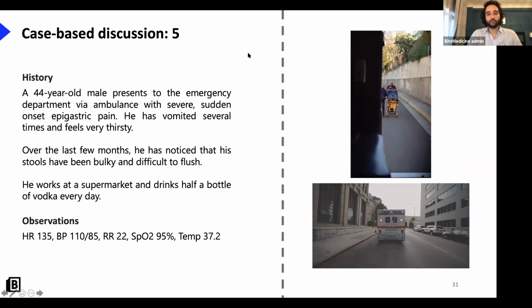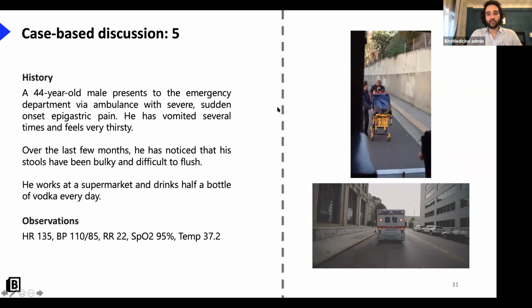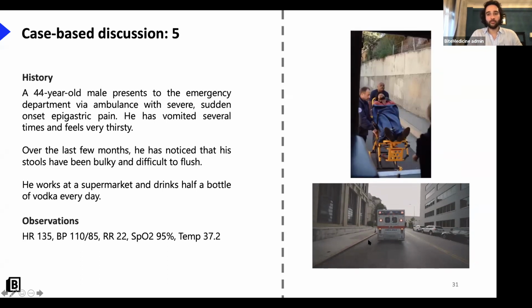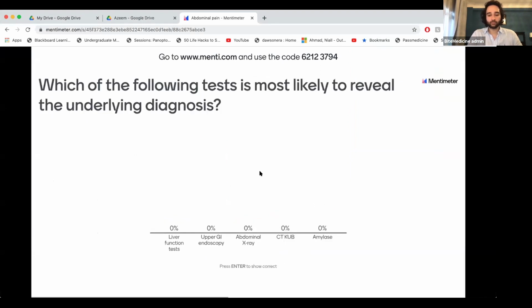And I will send us over to Menti again. Which of the following tests is most likely to reveal the underlying diagnosis? If we could please think or answer on Menti and not in the chat, that would be great, just so other people have the opportunity to answer without seeing the answer.